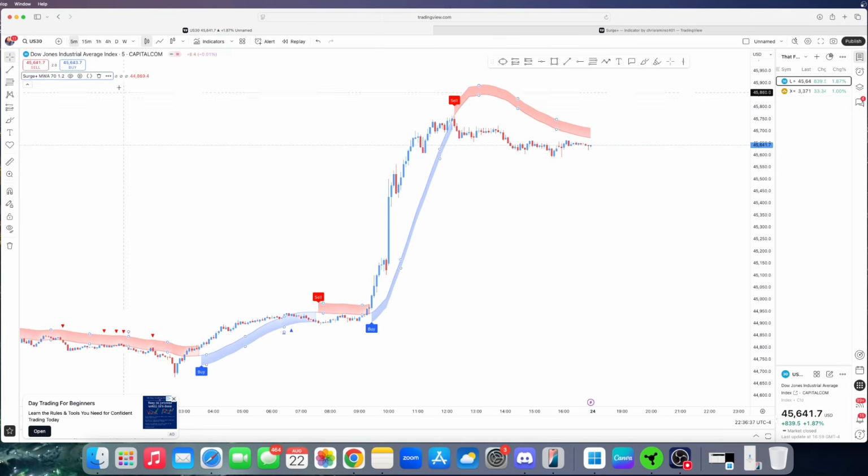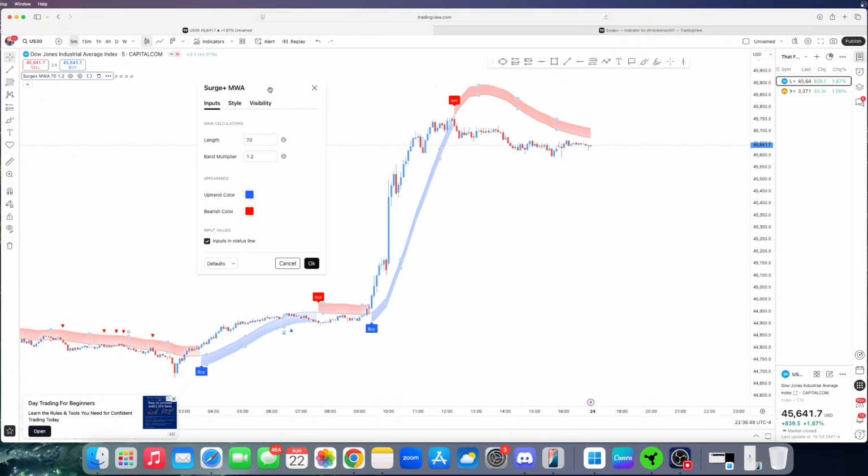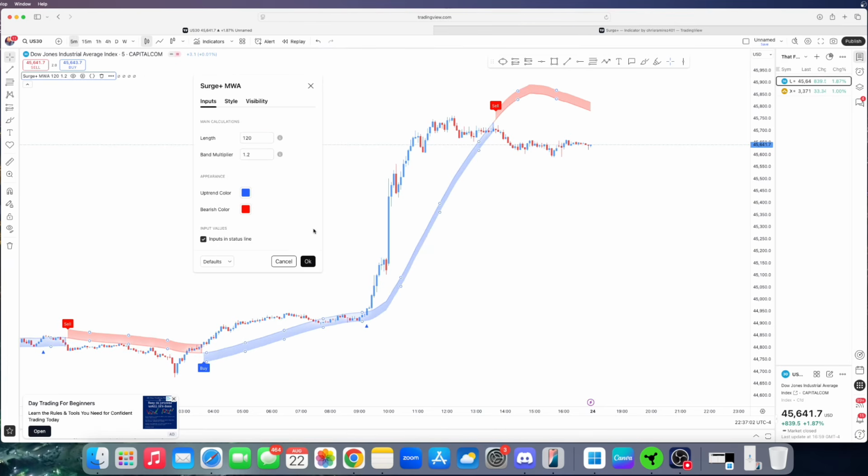Now, if you go over to the top left-hand side, you're going to see the settings button. Once you select that, you're going to have two main calculations. You're going to have the length and the band multiplier. I'm going to move this aside, and we're going to actually change these numbers so you guys can see how they hold up. So instead of 70, which is what's on the chart right now, we're going to do 120. Just a dramatic increase so you guys can see how it affects the actual charts. All right. So the length is counting back 120 candles.